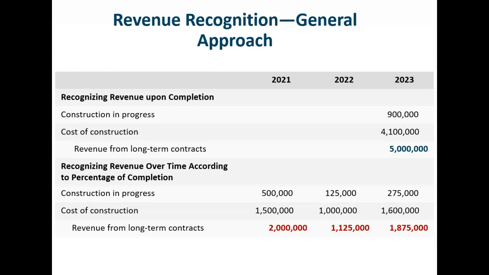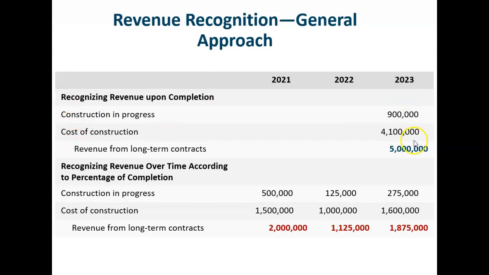This slide is the same as illustration 6-25B in your textbook. It shows the journal entries necessary to recognize revenue resulting from a long-term contract. It is the Harding example that we discussed in the prior video lecture.